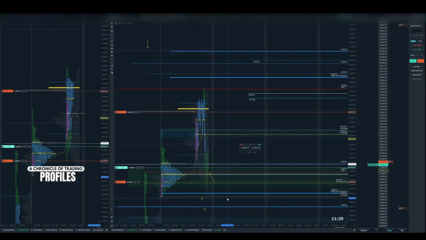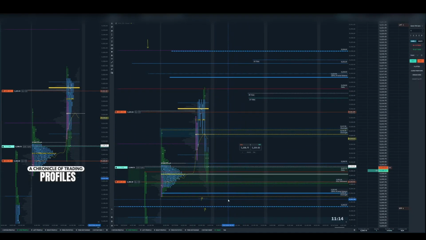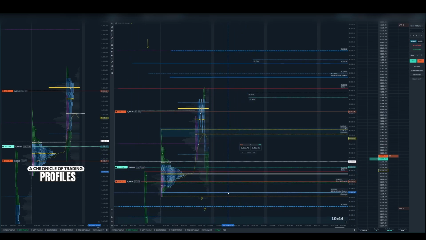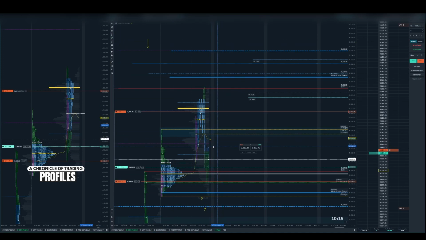Entered this trade in the L period. You can see when we pulled back to the overnight POC there, I entered when it came back up off that. I thought we might retrace that entire value area. So I highlighted the overnight high. You got the VWAP right there, and then you have the open.